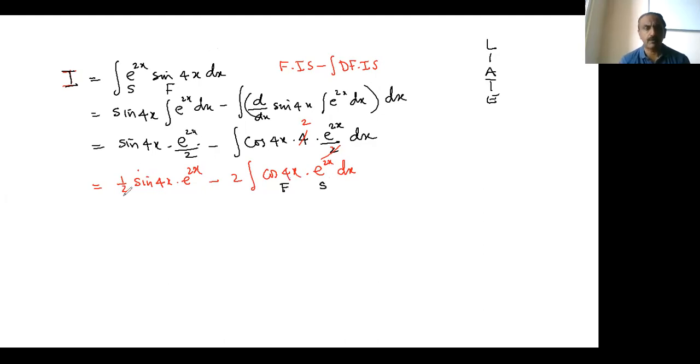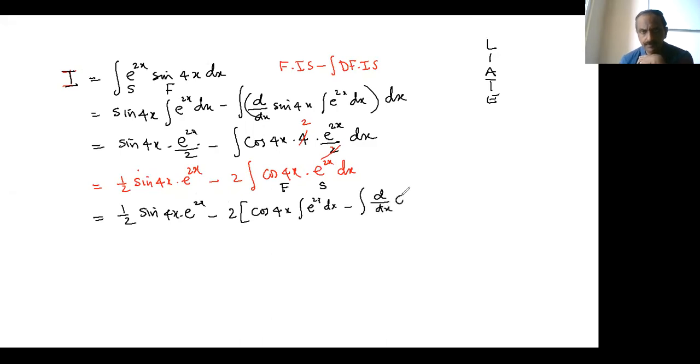So 2 times here you'll have to find integration by parts, whereas in the previous problem, we had to do only once. So 1 by 2 sine 4x into e raised to 2x, minus 2 into first function into integral of second minus integral of derivative of first into integral of second, all into dx.